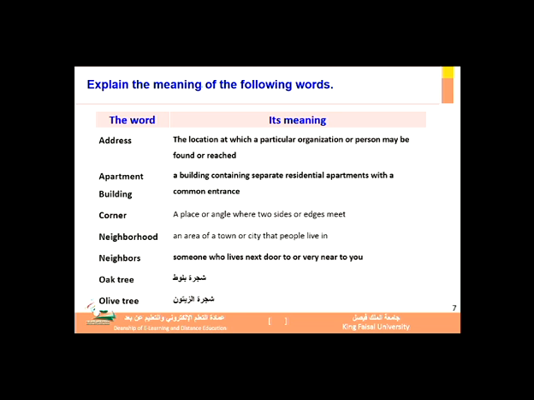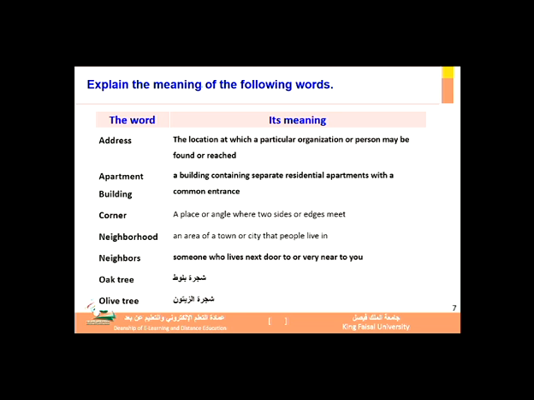The word neighborhood is an area of a town or a city that people live in. We need to differentiate between neighborhood and neighbors. A neighborhood is the place, the area, which can contain more than one building, where a large group of people live. Neighbors are the people who are next to your door, very close to your house. For example, we call them our neighbors, jiranuna or jiranak. Neighbors are someone who lives next door to you or very near to you.